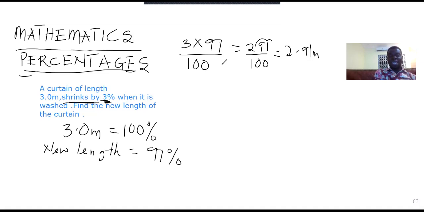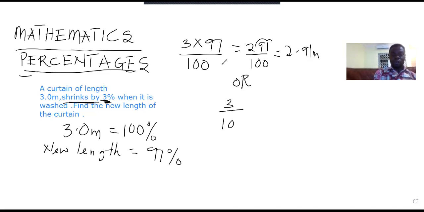The new length will give us less because this is under percentage decrease. Okay, so if less, more divides. So that's why we're dividing by 100. Now, using the alternate approach, we first of all find 3% of the original length. Okay, we find 3% of the original length. That gives us the decrease in length.